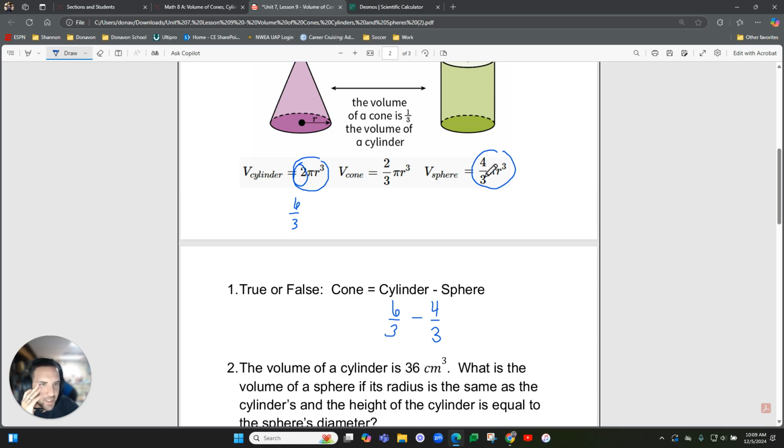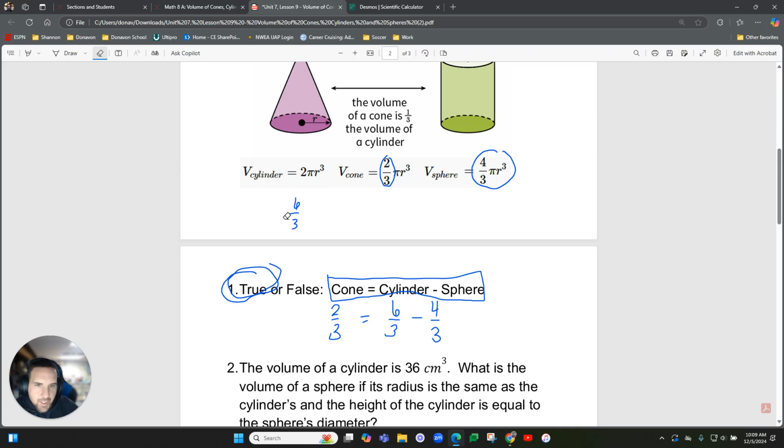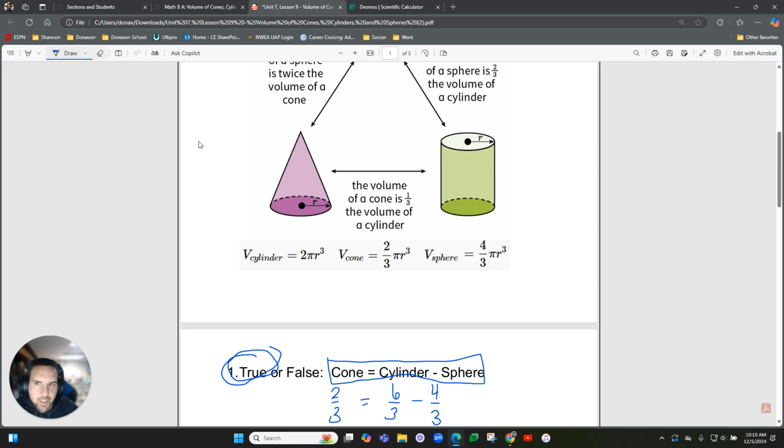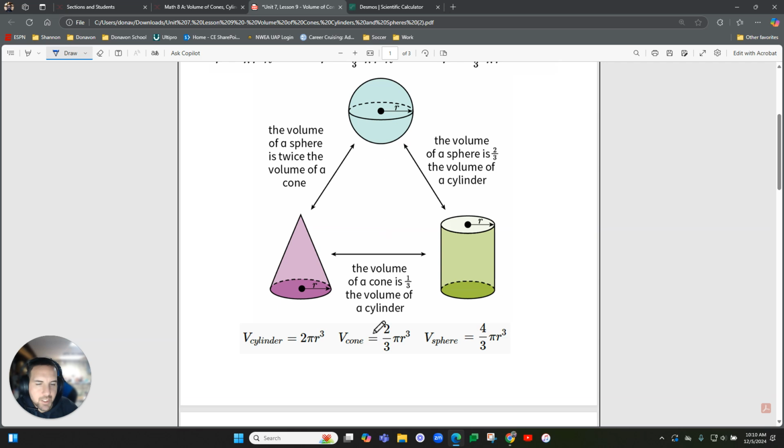The volume of a sphere is this 4/3. So 6/3 minus 4/3 equals 2/3. And if you look at the volume of a cone, it's 2/3. So that is true. By the way, this exact thing is written in the lesson. So a cone is equal to a cylinder minus a sphere. That is true only if we have that special circumstance that we were talking about, where the radius is the same for all three, and the height of the cone is the same as the height of the cylinder, which is the same as the diameter of the sphere.